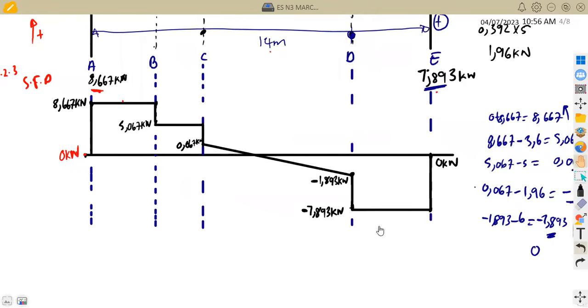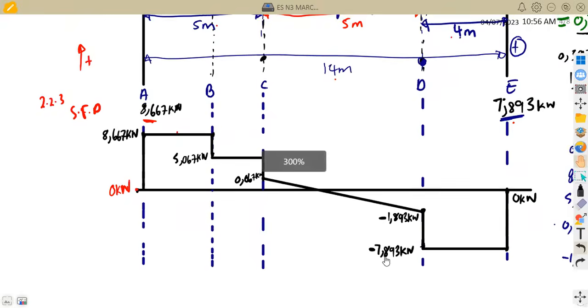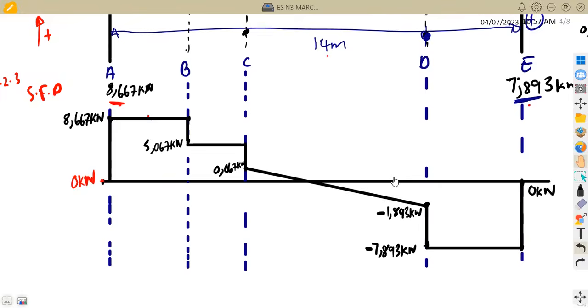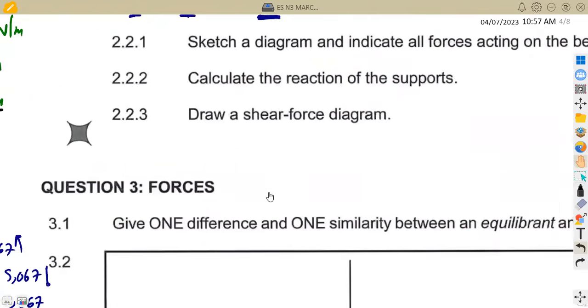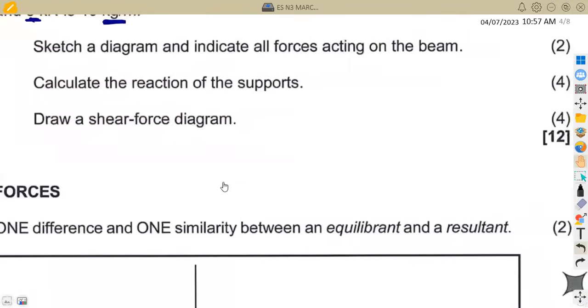All right, so this was how our shear force diagram was going to look. These are the major points that you were supposed to have on your shear force diagram. So I hope we had these points from 0 to 8,667 up to the point where we get back to 0 kilonewton again. All right, so that was question 2.23, the last question on question 2 on moments. That was it, guys. It had a total of 12 marks.